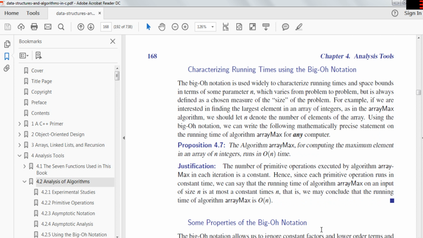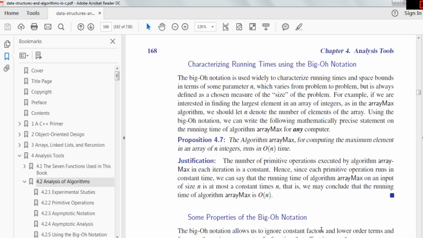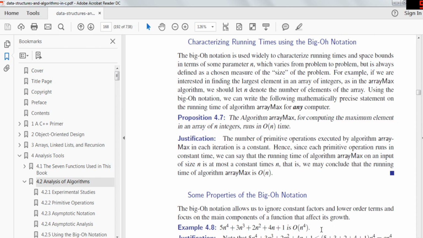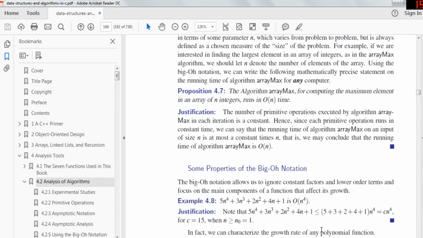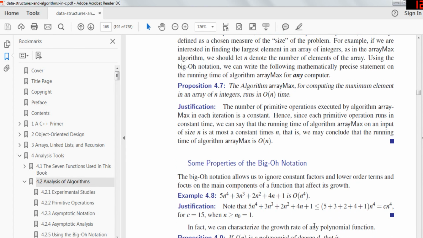Alright, let's characterize running times using the big O notation. Big O notation is used widely to characterize running times and space bounds in terms of some parameter n, which varies from problem to problem, but is always defined as a chosen measure of the size of the problem. For example, if we are interested in finding the largest element in an array of integers, as in the array max algorithm, we should let n be the number of elements in the array.